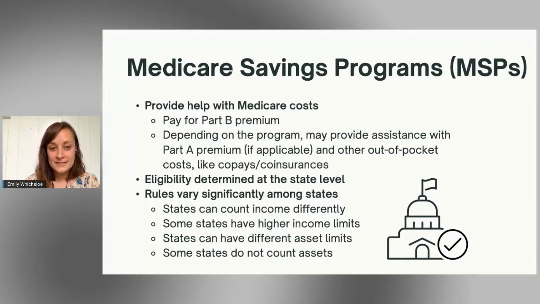Eligibility is determined at the state level, and rules vary significantly among states. For example, states can count income differently. Some states have higher income limits. States can have different asset limits, and some states do not count assets at all.